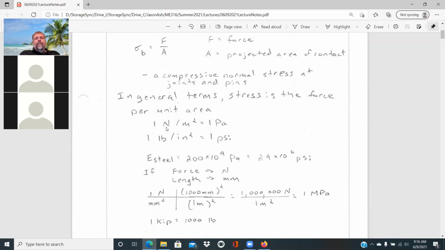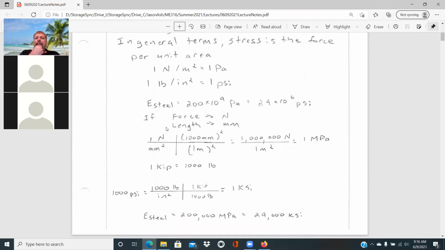Then just some other things to be aware of with unit systems is that we're generally dealing with really large numbers when we start talking about the state of stress, the Young's modulus of the material. The Young's modulus of steel, for example, is 200 times 10 to the 9th pascals, 200 gigapascals. And in the English system, that's 29 times 10 to the 6th PSI.